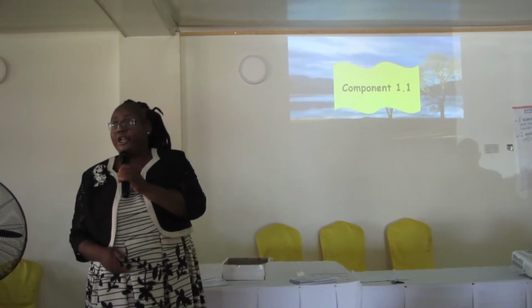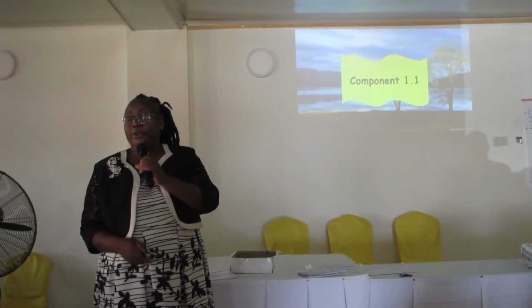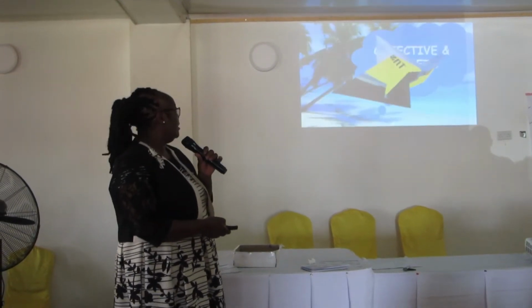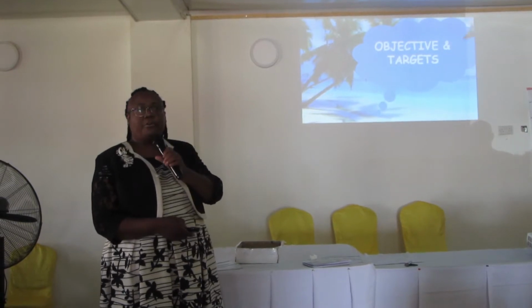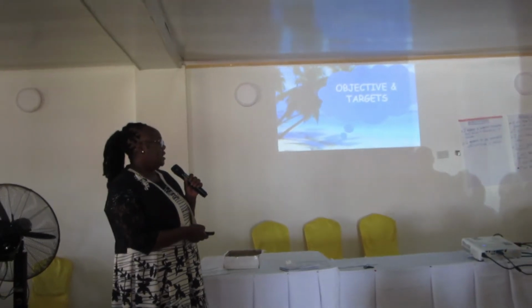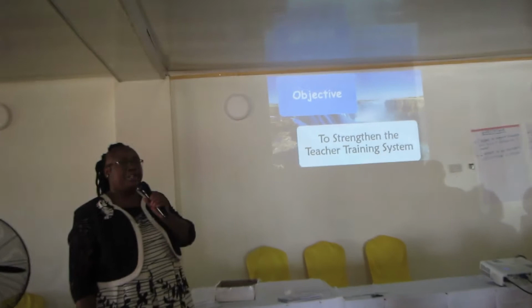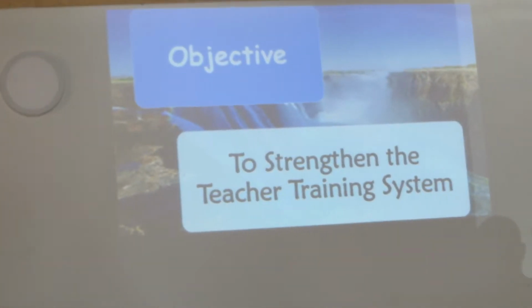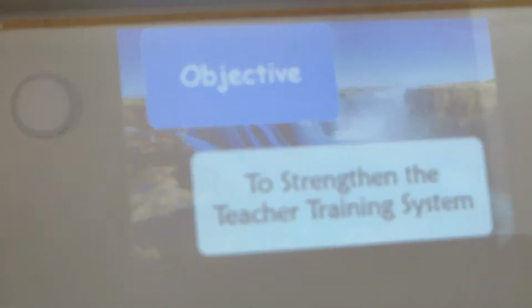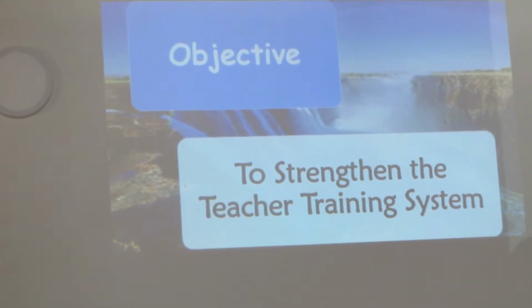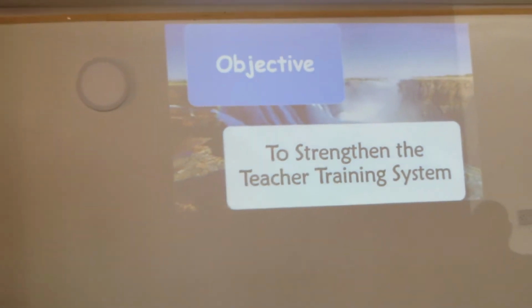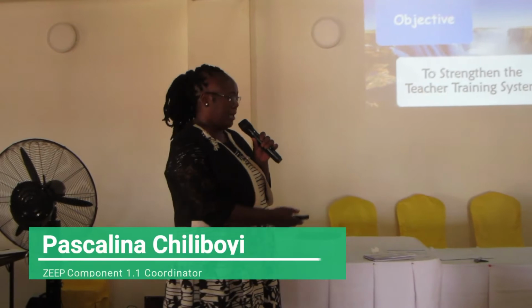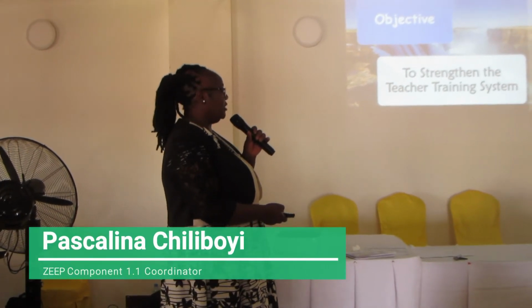Allow me to take you into what component 1.1 focuses on. So the objective of component 1.1 is to strengthen the teacher training systems. We know that once we strengthen this, we are going to improve or to add value to the improvement of quality teaching and learning in our learning institutions.